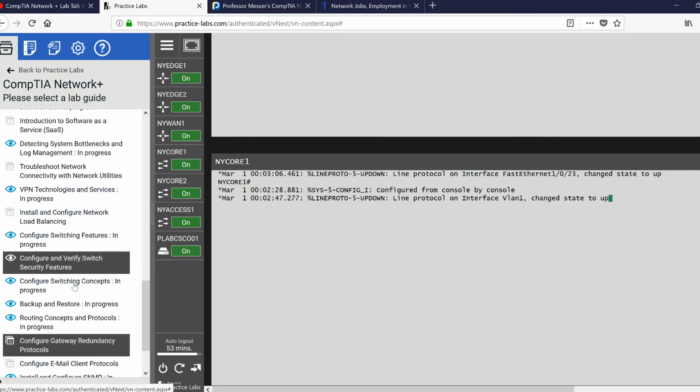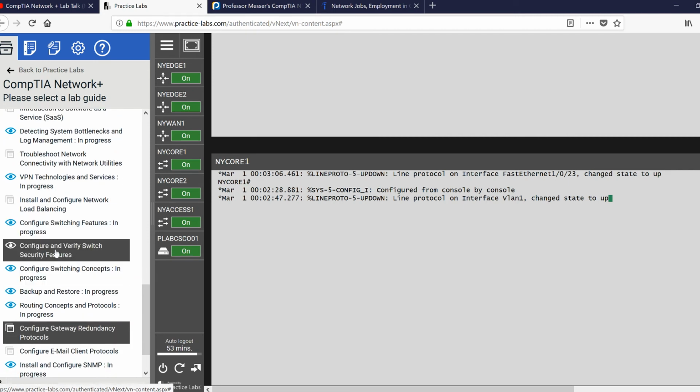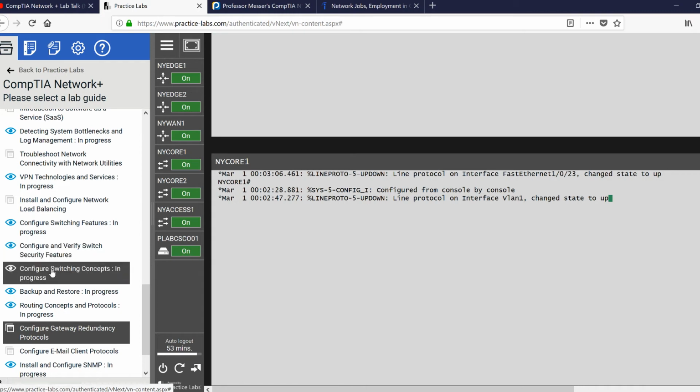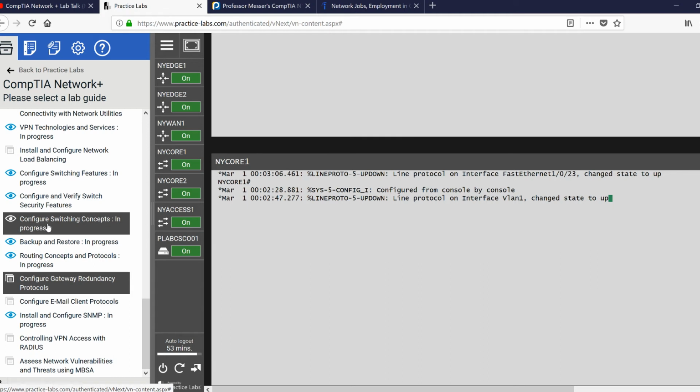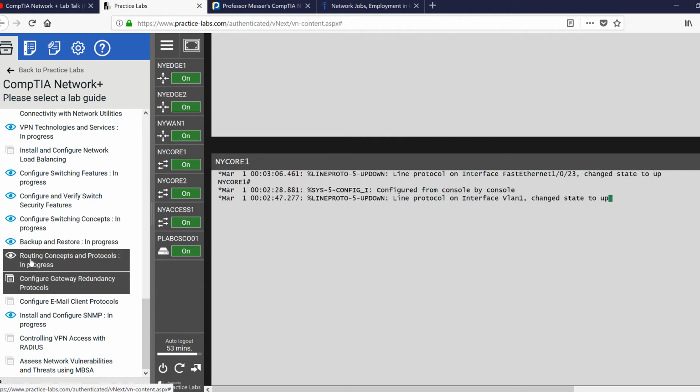So if you look at it, you have configure switching feature, then configure and verify switch security features, and then switching concepts, and this one you can skip, backup and restore. This is about Windows. I mean, you should really know this from A+. Or you can go to the help desk course that we have on jobskillshare.org, and there's a really big section about imaging. And then you can jump to the routing, which relates to your networking side. You also need to know about routing.